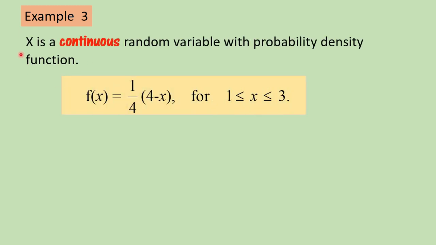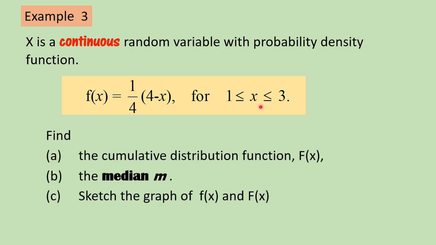Take a look at example 3 now. If x is a continuous random variable with the probability density function f(x) equals 1 over 4 times (4 minus x) for x more than or equal to 1, less than or equal to 3, find A, the cumulative distribution function, capital F(x), B, the median, M, and C, sketch the graph of f(x) and the cumulative distribution function, CDF, F(x).